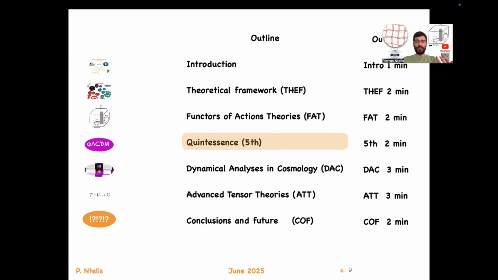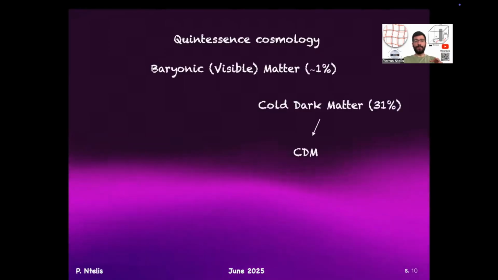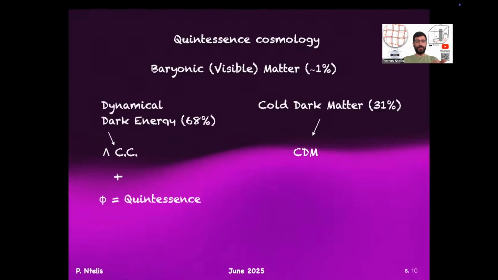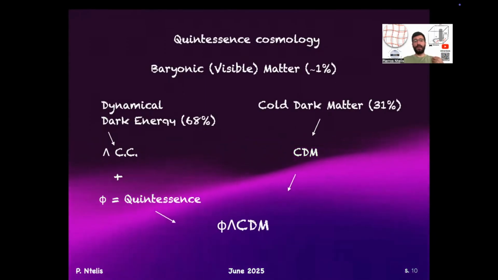Now, in quintessence, we can discuss the following. The basic framework of quintessence is based on the standard cosmology, where we still have 1% baryonic matter and 31% of cold dark matter. And the dark energy, which is 68%, becomes dynamical now. To do that, we need the cosmological constant, which is the potential of this phi field, and we also need a phi field itself. When we put them together, we build the ϕ-CDM model, which is a model for quintessence.